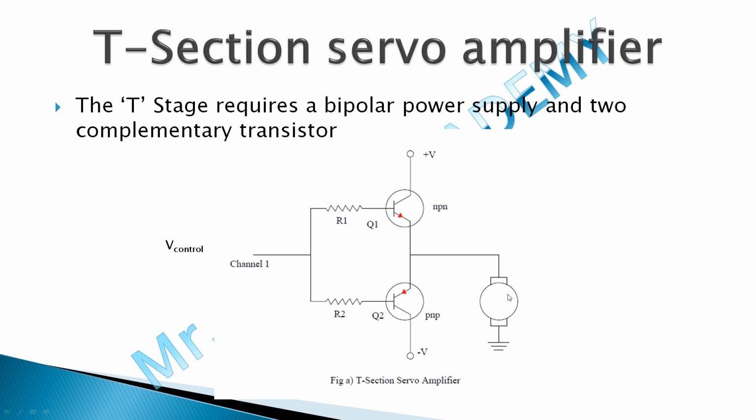Now here what we are going to cover: we try to control the direction of the motor. For that, what I will do is supply the positive voltage to channel 1.